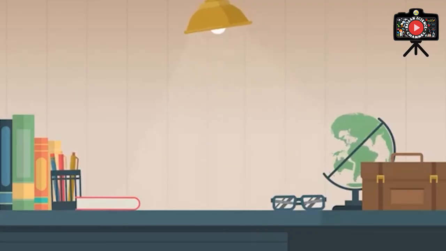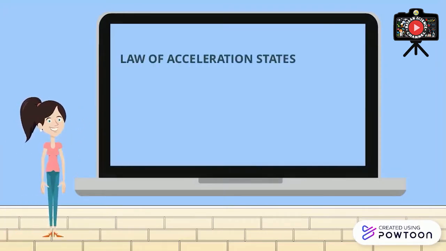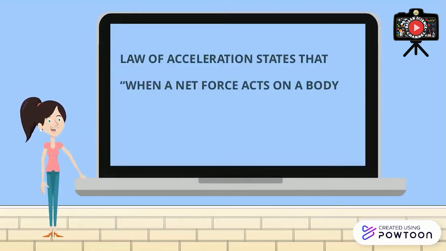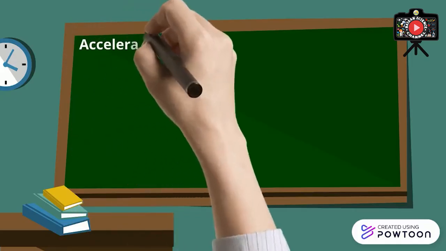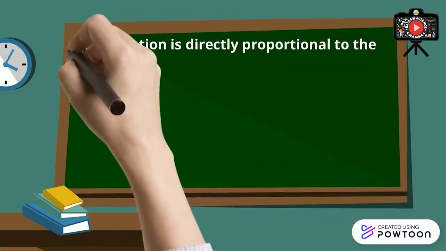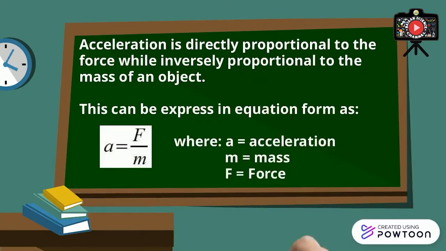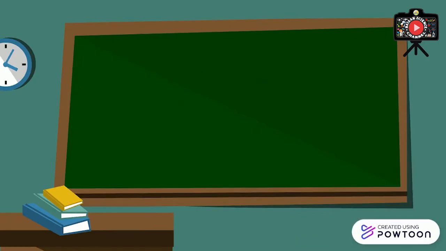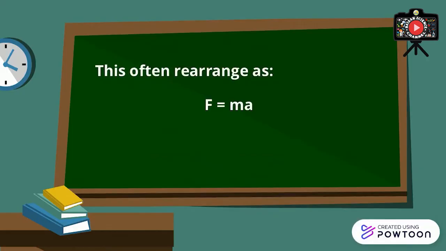The second law of motion is the law of acceleration. The second law states that when a net force acts on a body, the body will accelerate in the direction of the force. It means that acceleration is directly proportional to the force while inversely proportional to the mass of an object. This can be expressed in equation form as a = F/m, where a is the acceleration, m is for the mass, and F for the force. This is often rearranged as total net force equals mass times acceleration.